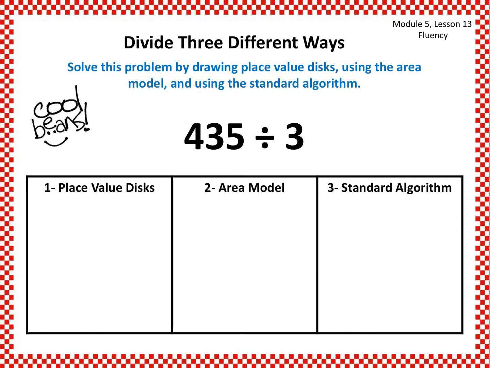This is Fluency Module 5, Lesson 13. And our first problem is saying divide 3 different ways. We're only going to do 2 different ways. We are not going to do the area model. But we will do it with place value disks and also with the standard algorithm. So our division problem is 435 divided by 3.